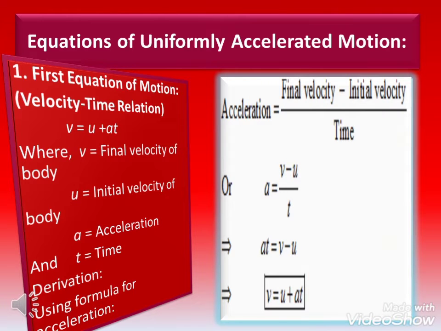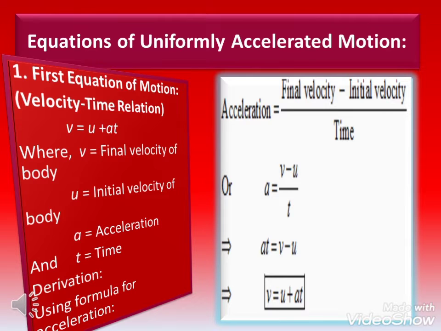Before solving numericals, let us recall the three equations of motion. The first equation of motion, v is equal to u plus at. This particular equation gives us the relationship between velocity and time. Here v is the final velocity of the object, u is the initial velocity of the object, a is the acceleration, and t is the time taken.